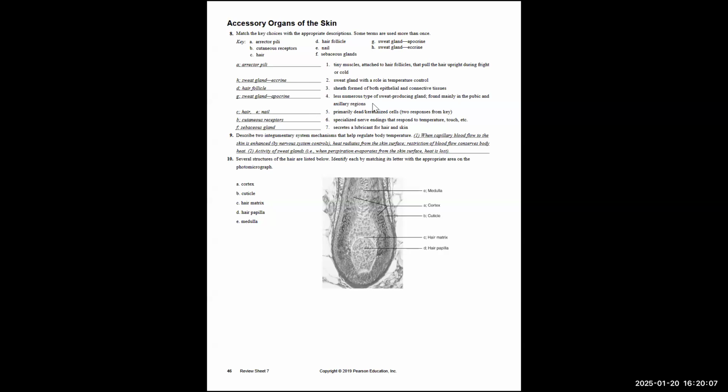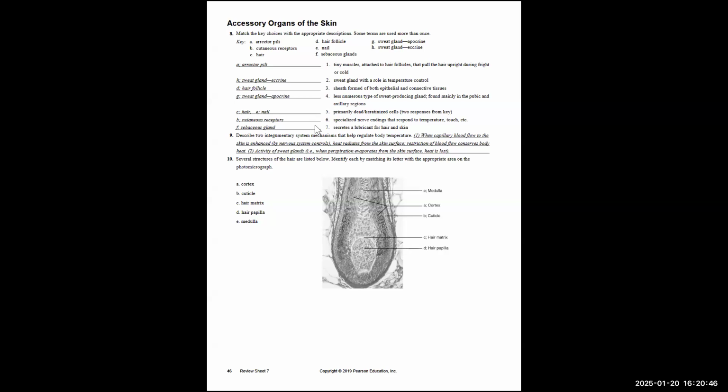So A for axillary, P for pubic, A, P, apocrine at puberty. Okay, apocrine. 5, primarily dead keratinized cells, forming hair and nails. Dead keratinized cells, your hair and your nails. 6, specialized nerve endings that respond to temperature and touch, etc. So our cutaneous receptors. 7, secretes a lubricant for hair and skin. This is our oil or our sebaceous gland.